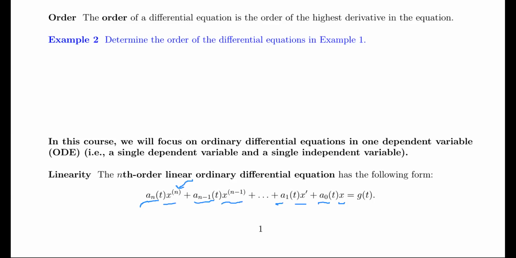And then it is an ordinary differential equation because we have our dependent variable x and just one independent variable t. All right. So let's erase these markings real quick, and then we're going to move on to page 2.